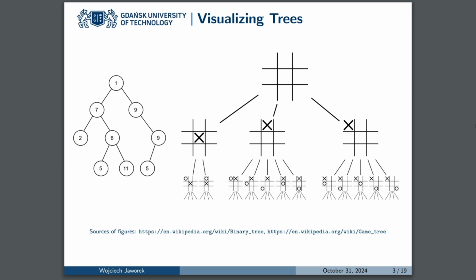On the left we can see a binary tree, which is a typical tree studied in graph theory. And on the right we can see a game tree from the game of tic-tac-toe, in which in each node we can see the possible position on the board that can arise.